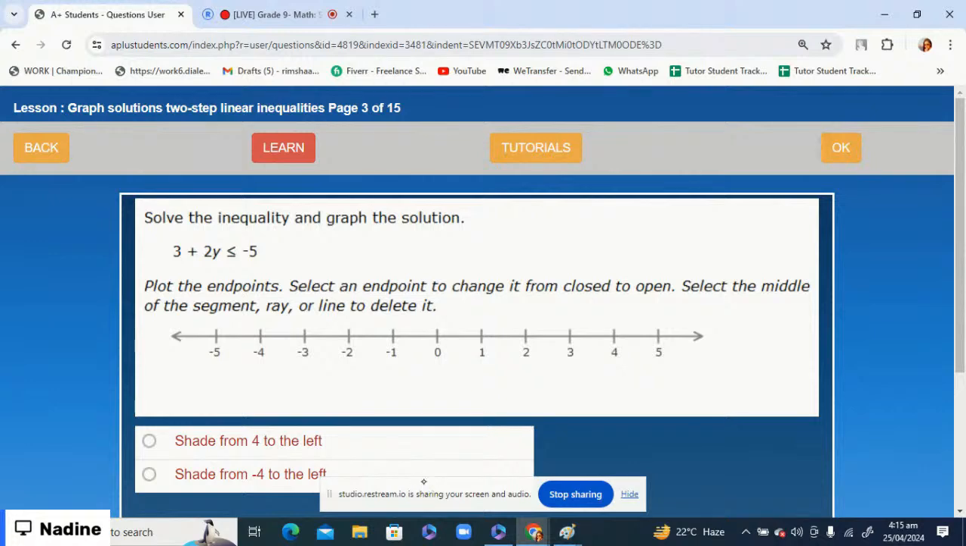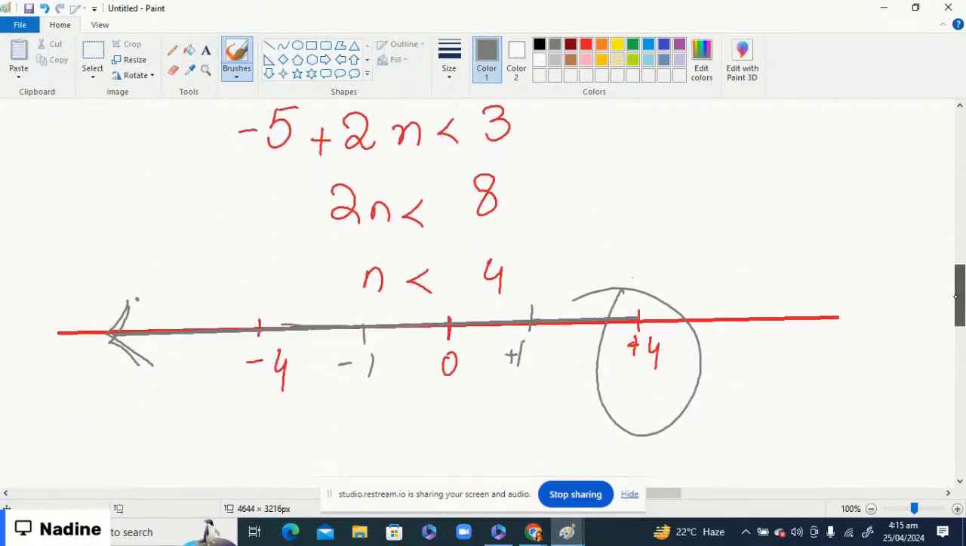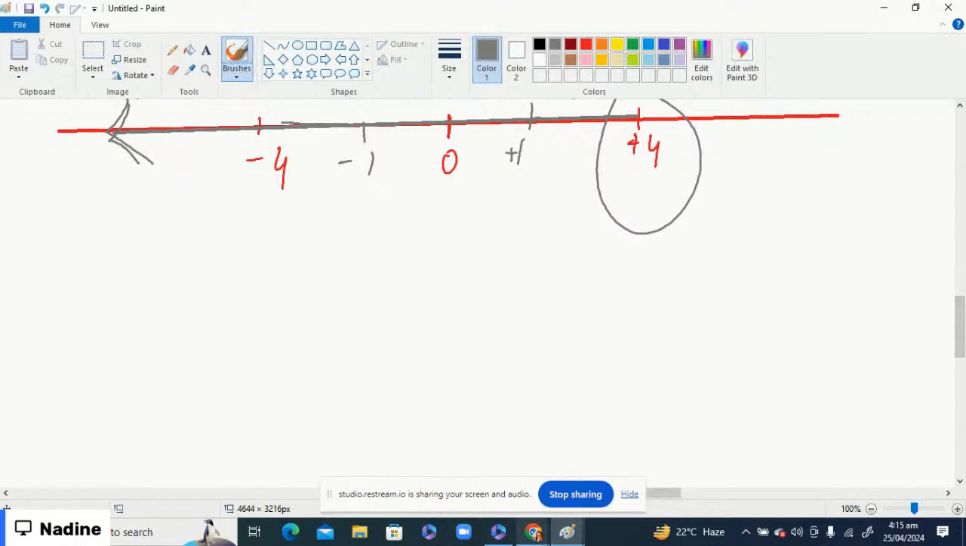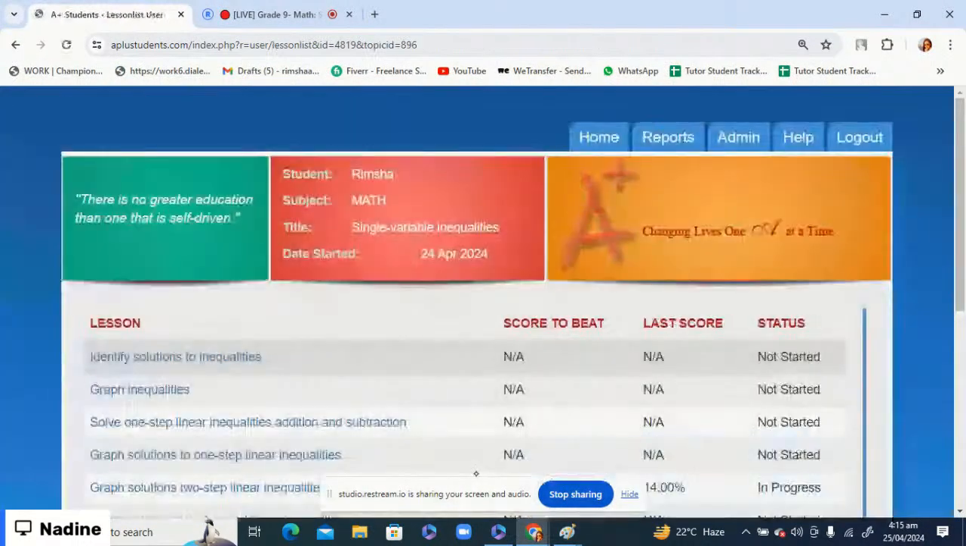Mistakenly, I just wrote the question wrong. It's 3 plus 2y is equal to 5. Okay, you guys just basically understood. Now you can solve all the rest of the questions by yourself. Let's move to the next lesson.